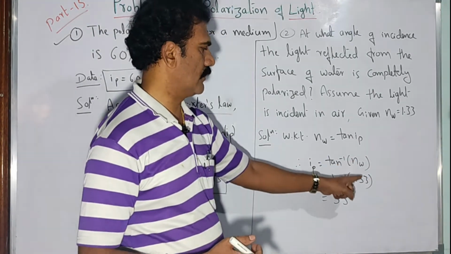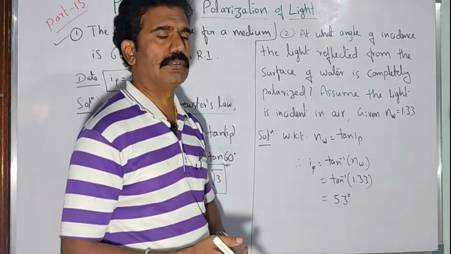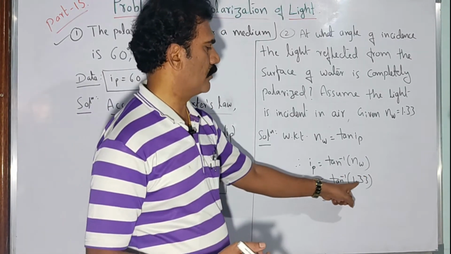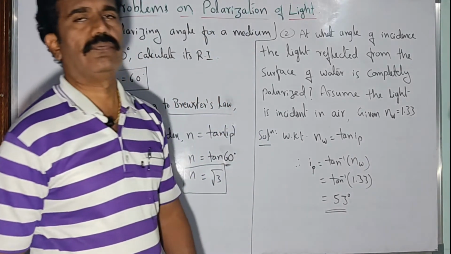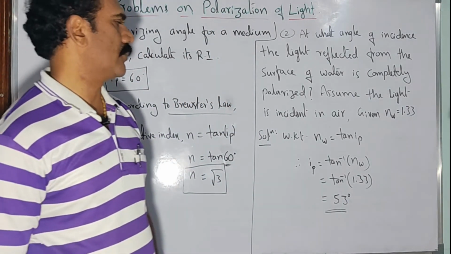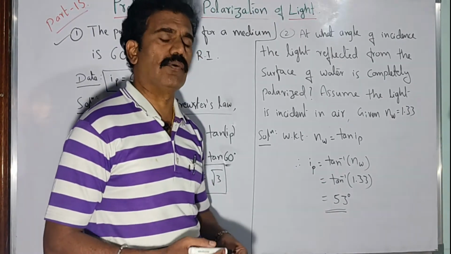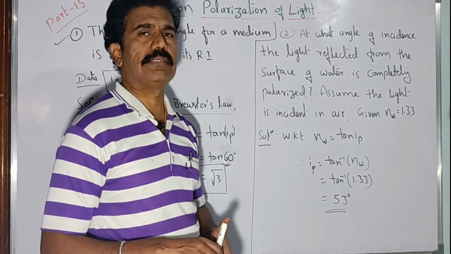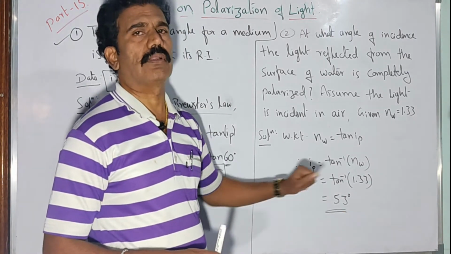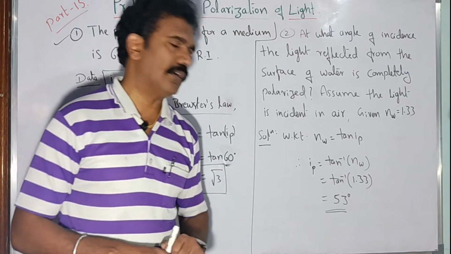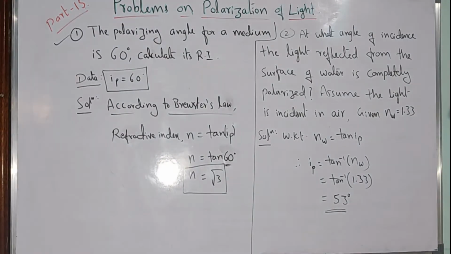NW is given as 1.33, substitute and you will get tan inverse of 1.33, and you can see this value in the calculator, 53 degrees. So the polarizing angle for reflection by water is equal to 53 degrees. This is again a standard value for the water medium. Now let us see the next problem.